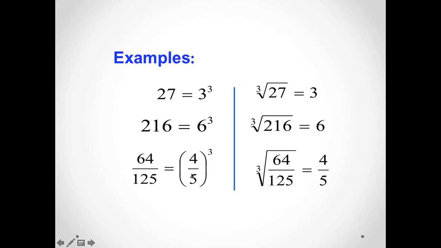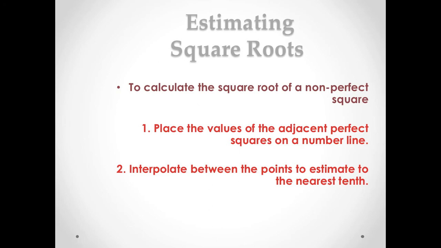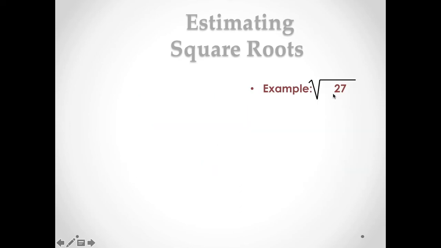Similarly, 4 over 5 cubed means 4 times 4 times 4, 64, over 5 times 5 times 5, 125. So what is the cube root of the fraction? It's the same as 4 over 5. Now, sometimes what happens is we don't find a perfect square or we don't find a perfect cube. So how do we find a non-perfect square? For example, can you find the square root of 27?